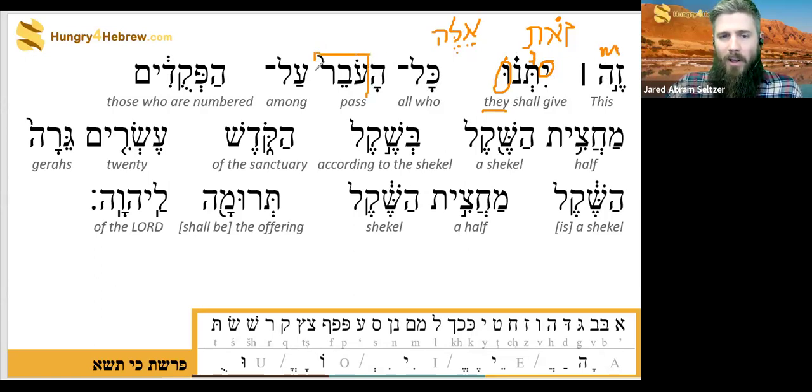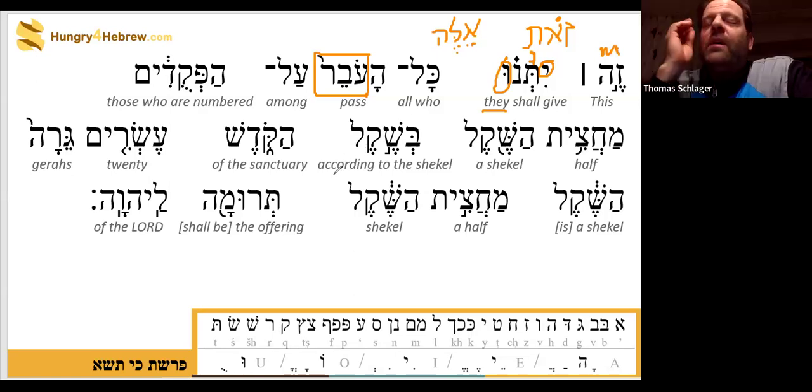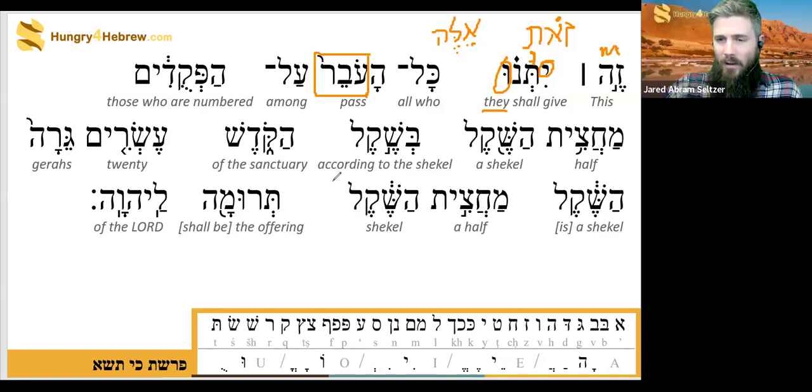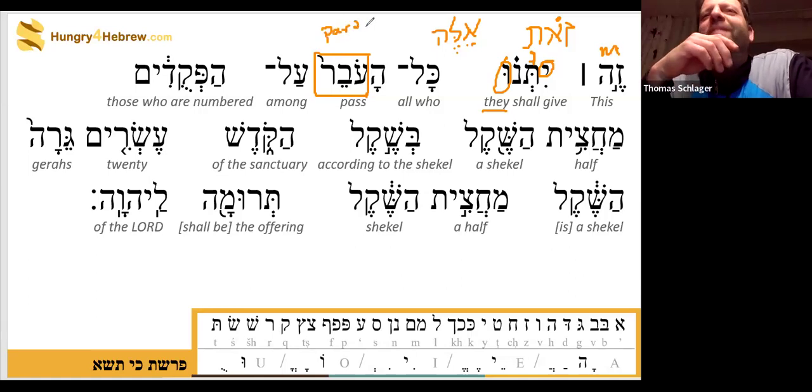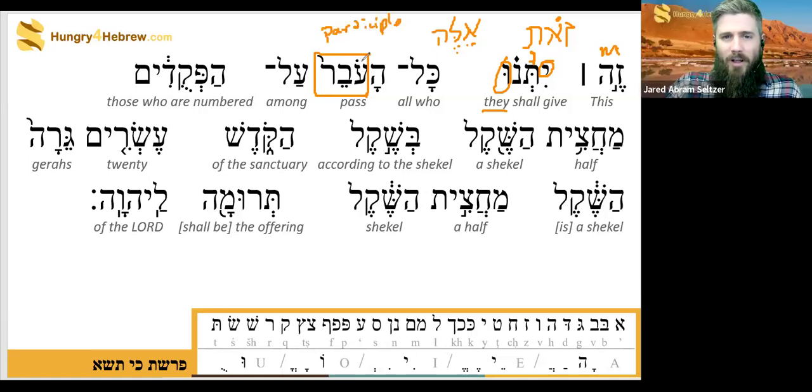Does anybody know what kind of a form this verb is, or this word? Passing. Participle. Yes, good. The participle usually has that "ing" connotation, but there's a definite article at the front. So it's the one who is doing this action. The one, all those who are passing.